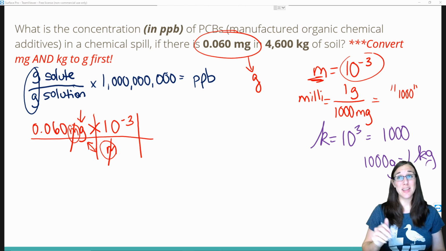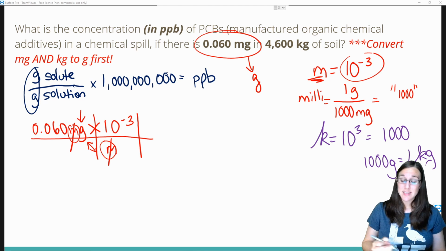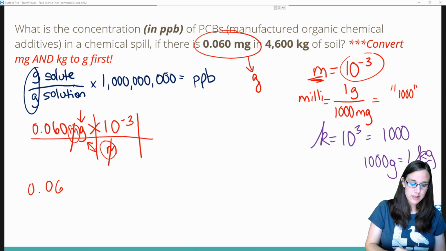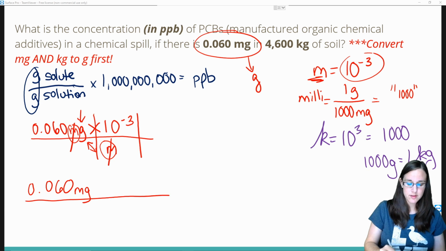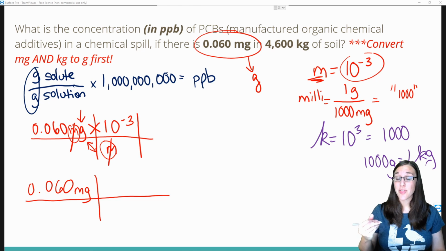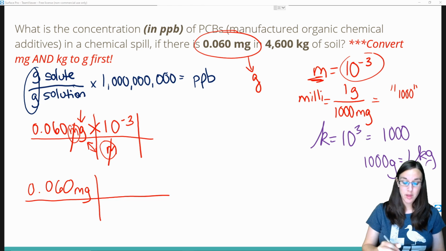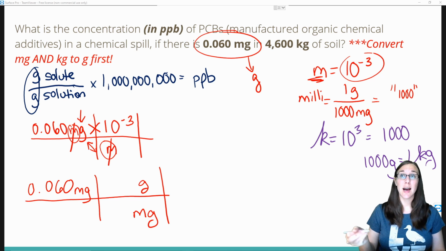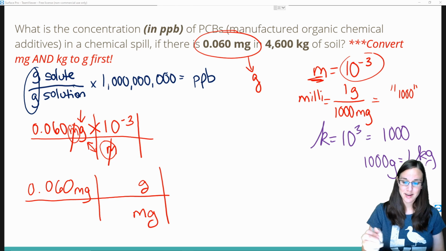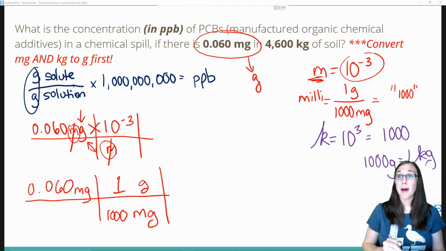If that's a method that you are uncomfortable with, another way of setting it up is 0.060 milligrams. And we know that there are 1,000 milligrams in 1 gram. So if we are looking to get rid of milligrams, milligram would still have to go on the bottom in order for those two to cancel, to divide out and equal 1. And gram would have to go on the top. That's my goal. Goal always goes on top. Just keep that in mind. So we've got 1 gram on top, 1,000 milligrams on bottom. Now you'll see if you do this either way, you'll get the same answer.